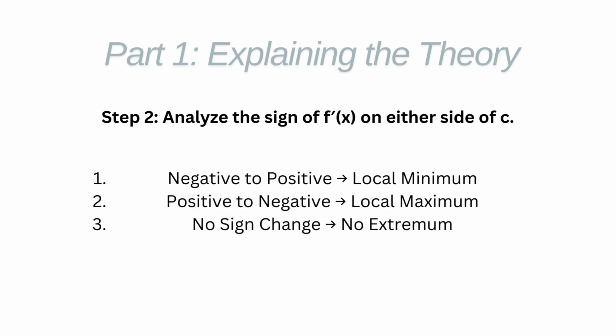Step 2. Analyze the sign of f'(x) on either side of c. The behavior of the function depends on how f'(x) changes as we move across c. If f'(x) changes from negative to positive, the function has a local minimum at c. If f'(x) changes from positive to negative, the function has a local maximum at c. And if f'(x) does not change sign, the function has no local extremum at c.